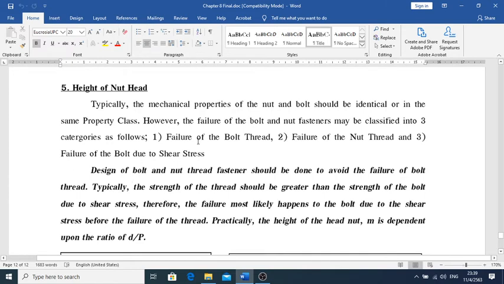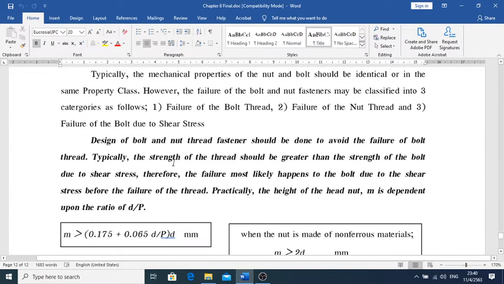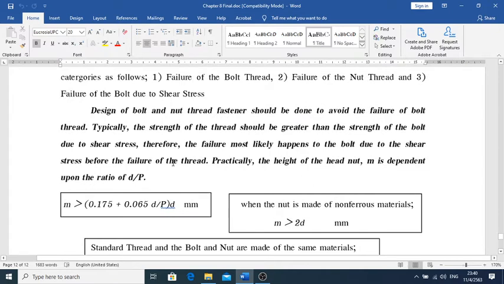Typically, the mechanical properties of the nut and bolt should be identical or in the same property class. It means if we pick the bolts and nuts, we put them in pairs. However, the failures of bolted and nut fasteners may be classified into three categories as follows. Number one, failure of the bolt threads. Number two, failure of the nut threads. And number three, failure of the bolt due to shear stress. Of course, we don't allow any of the three cases to happen.